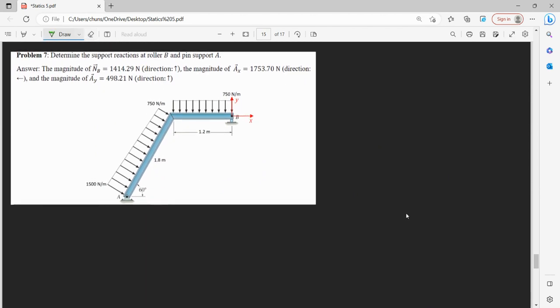Okay, so lastly, we have this problem here, and we want to find the reactions at roller B and pin support A. So we have 3 unknowns, so we have 3 equations that we need. So at our A hinge, we have AY, AX, and we have a normal force of B at this roller.